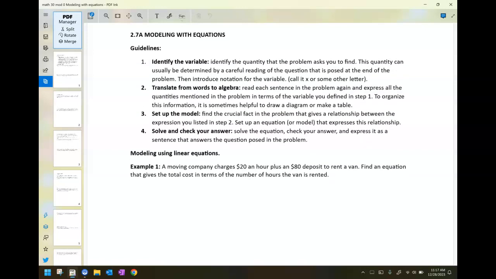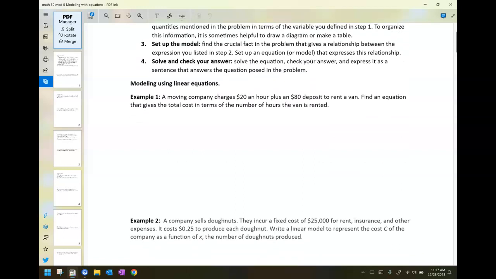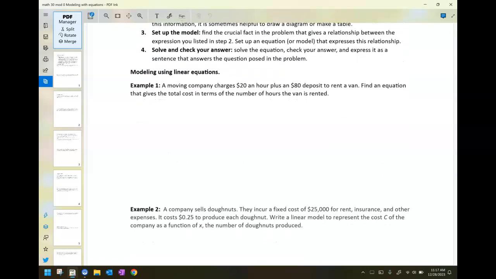Next, you set up the model. Find the crucial facts in the problem that give a relationship between the expressions you listed in step 2. Set up an equation or model that expresses this relationship. Then solve and check your answer, making sure that your answer makes sense, and write up your answer in a complete sentence. Let's take a look at a couple examples.